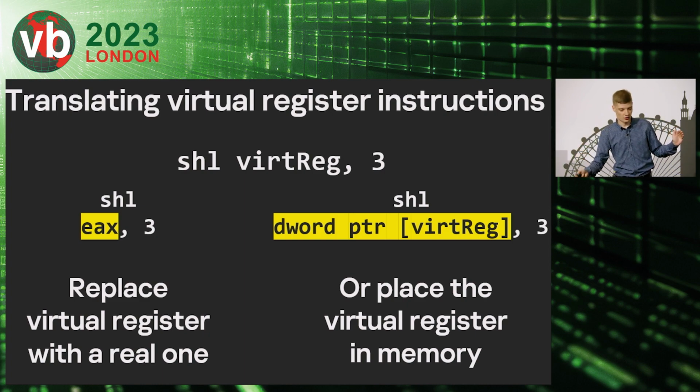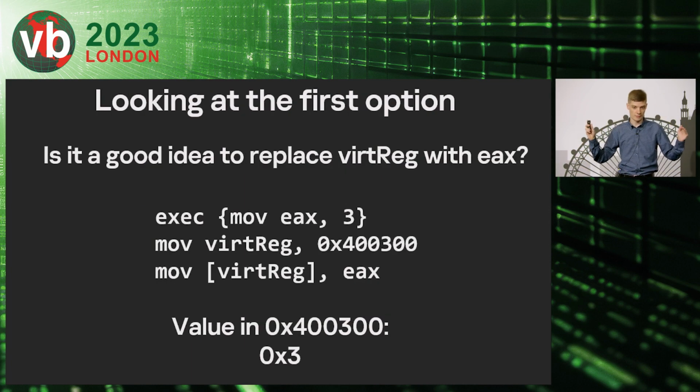To discuss this, let's look at the following code. It's virtual code that contains 3 lines. The first instruction executes native code. It moves the number 3 to EAX. The second one moves the value 400300 to the virtual register. And the third instruction moves the value in EAX to the address stored in the virtual register. Effectively, those 3 instructions move the number 3 to the address 400300.